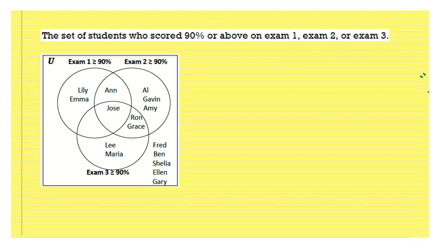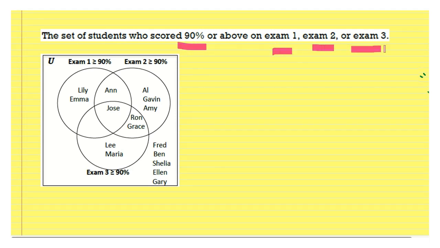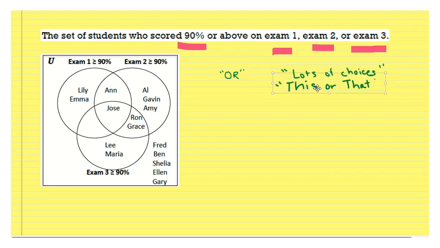Okay, so now they want us to represent the set of students who scored 90% or above on exam 1, exam 2, or exam 3. Again, let's think about what the word or means. The word or means lots of choices. It's like you can have your choice of all the cakes on this table or all the pies on that table. Lots of choices. It's going to be a big area, big number of choices.